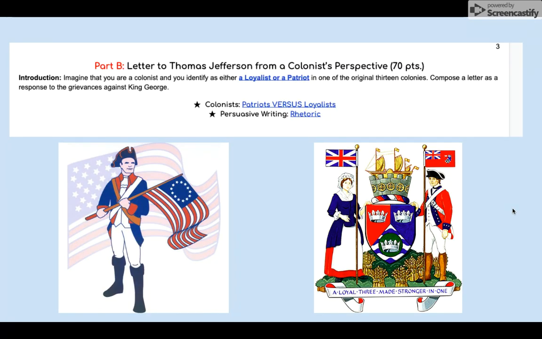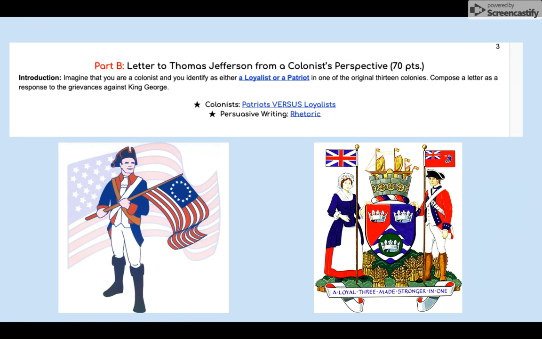The next thing of the letter is part B. And so you're going to take this document that was very persuasive, the Declaration of Independence, and you are going to write a response to that, also a persuasive response. And so you're going to be utilizing rhetoric. Persuasive writing utilizes rhetoric. So you can click on this link here, and that will give you some of the ideas about what to include in rhetorical writing, which is just a fancy word for persuasive writing.